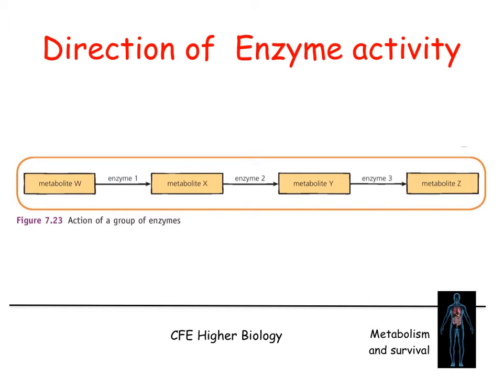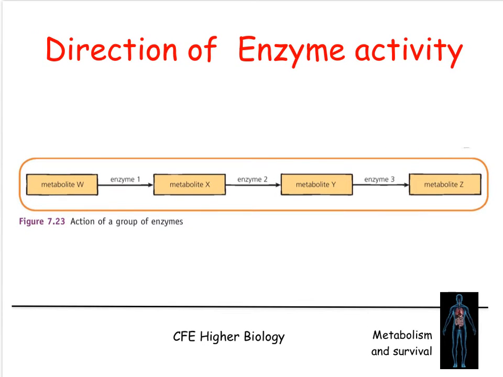Now, a metabolic pathway we've seen already in this example here, this metabolic pathway going from metabolite W to metabolite X to metabolite Y to metabolite Z are controlled by enzymes. As this metabolite here becomes available, enzyme 1 is going to become active, and as X is formed, enzyme 2 is going to become active in converting metabolite X to metabolite Y, and so on. As metabolite Y becomes available, enzyme 3 will become active.